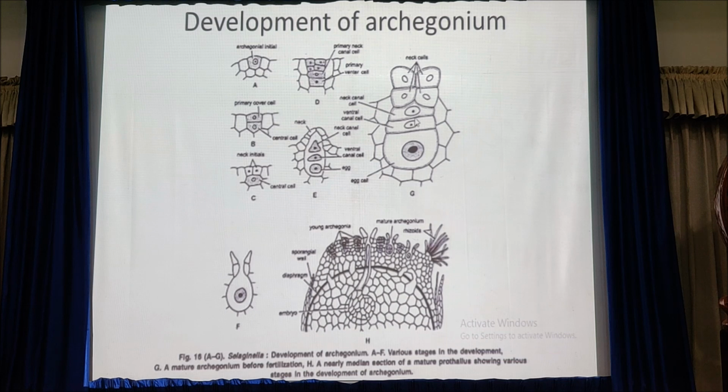The liberated biflagellated antherozoids will swim through water and reach the archegonial neck, and they will enter through the neck into the egg. Only one antherozoid enters the archegonium and fuses with the egg to form a diploid zygote.